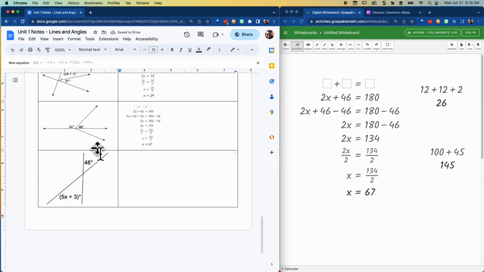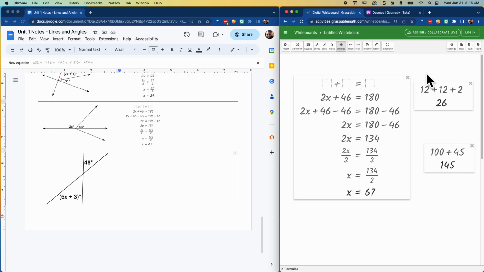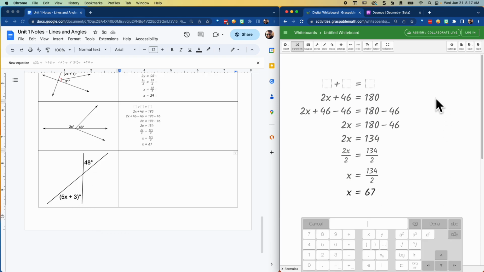And I have one last one. This one's a little bit different. I'm going to delete a couple of these things. Notice that I have one side and the other side, and they're not adding together, but they do have the vertical angle relationship. That means they're across from an intersection created by the same pair of lines. When you have that, that just means that they're equal to each other. So 5 times x plus 3 is equal to 48.